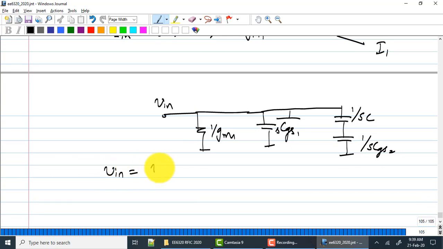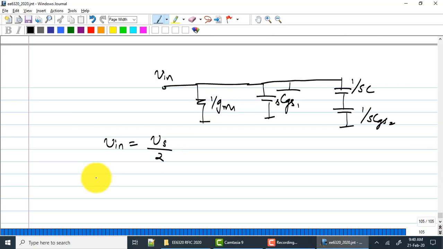So of course, Vin is now Vs by 2. The current flowing through the common gate side is Vs by 2Rs. That gets multiplied with Rd. So Vo plus, you have a current flowing upwards into Rd, times Vs. Okay. What happens through the common source side?